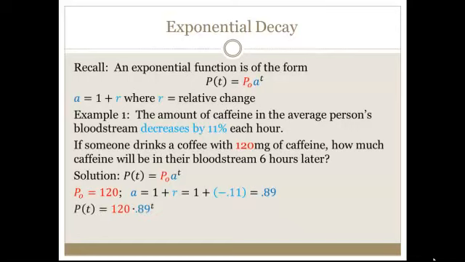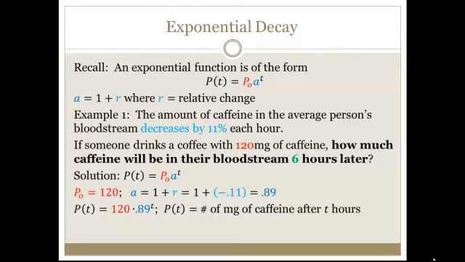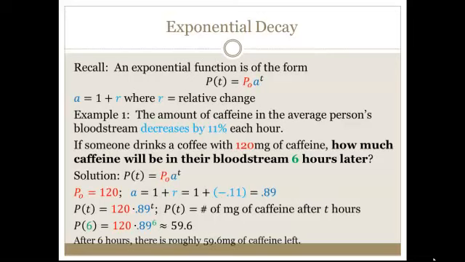So our model is given by p of t equals 120 times 0.89 to the t, where p of t equals the number of milligrams of caffeine after t hours. The question, how much caffeine will be in their bloodstream 6 hours later, is asking, what's p of 6? Using our model, we can solve p of 6 equals 120 times 0.89 to the 6. Evaluating, we get roughly 59.6. So after 6 hours, there is roughly 59.6 milligrams of caffeine left.